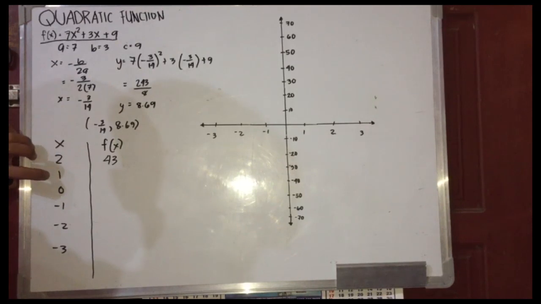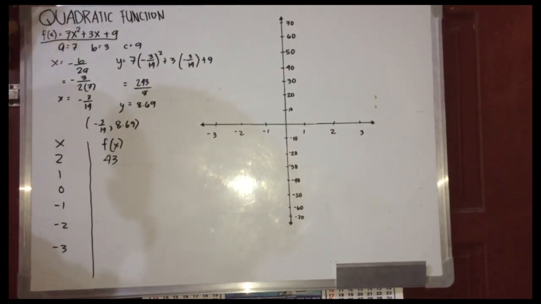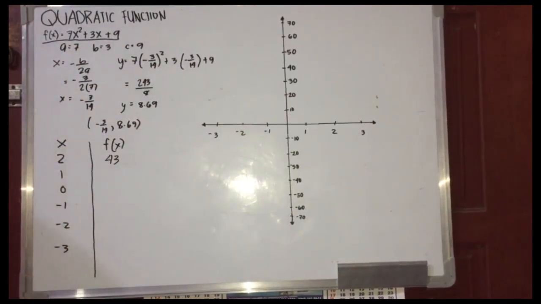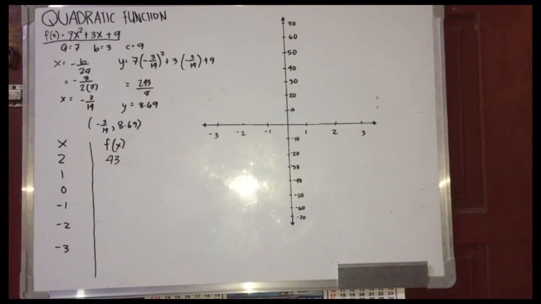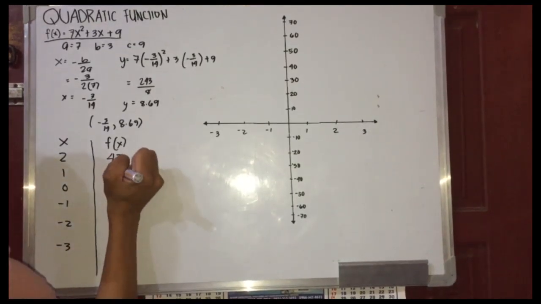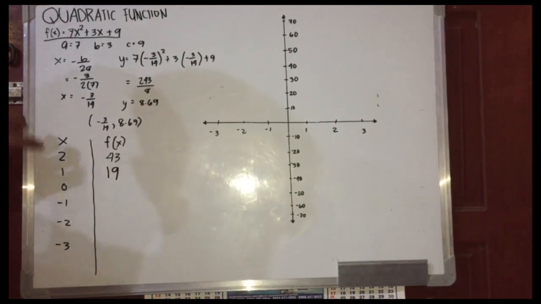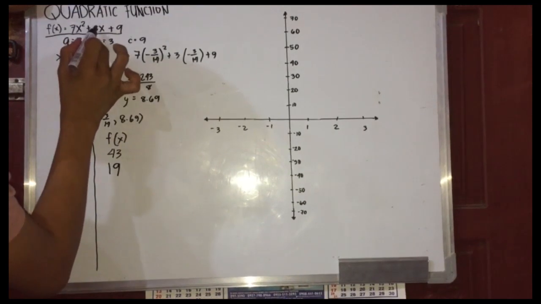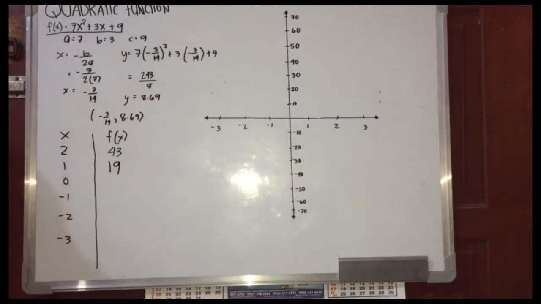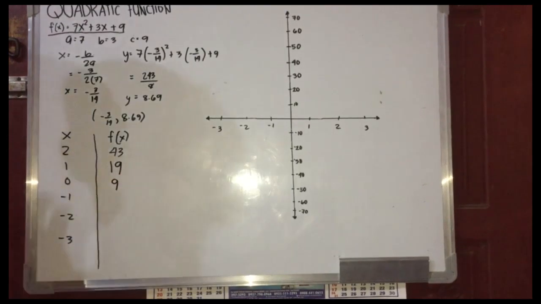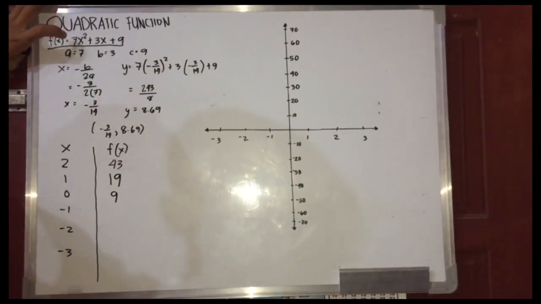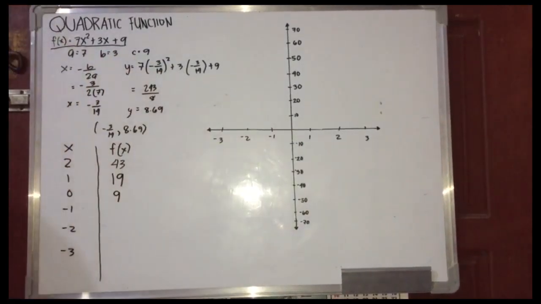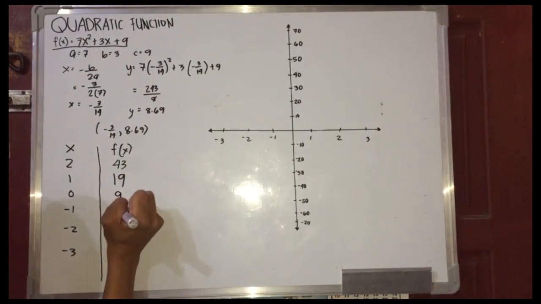Second, substitute the 1 to the x here. So 7 times 1 squared plus 3 times 1 plus 9 is equals to 19. Then substitute the 0 to here. So 7 times 0 squared plus 3 times 0 plus 9 is equals to 9. Then negative 1. 7 times negative 1 squared plus 3 times negative 1 plus 9 is equals to 13.